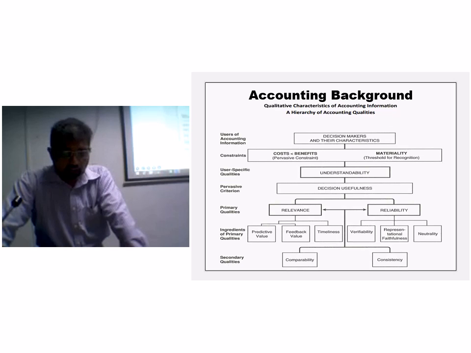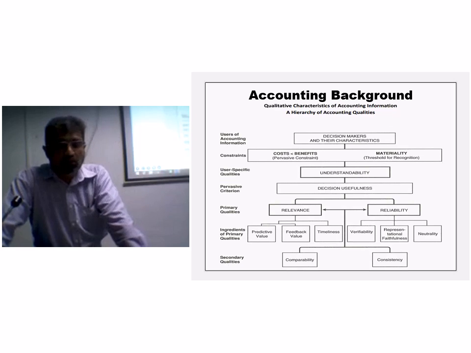Now, as we all know, under financial accounting or financial reporting, you already discussed this type of qualitative characteristics of accounting information. These are the required characteristics. Now you can see decision makers and their characteristics. Based on that, they are concerned about the cost and benefits of that information. I think you are aware of that, and materiality.